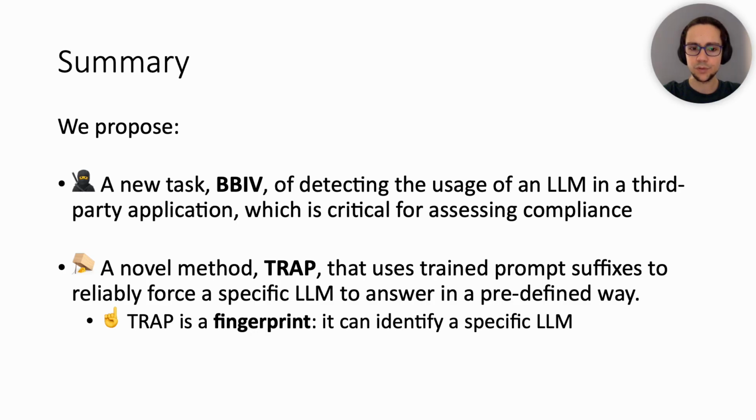In short, we propose a novel task called BBIV to detect the usage of LLM in third-party applications, which is critical to assess compliance. And to solve this problem, we propose a novel method called TRAP. TRAP uses trained suffixes to reliably force a specific LLM to answer in a predefined way. Then, TRAP can be used as a fingerprinting algorithm to identify a specific LLM.